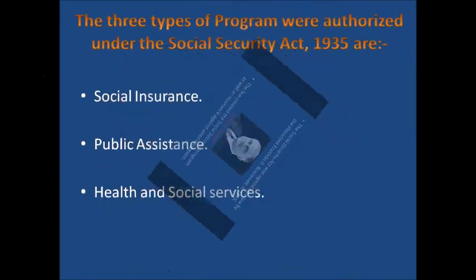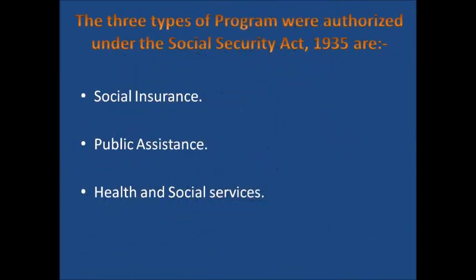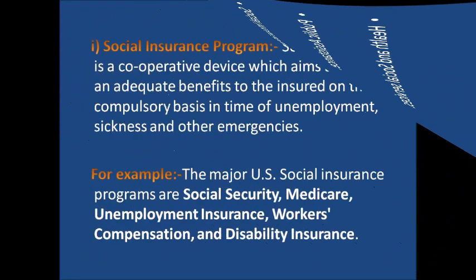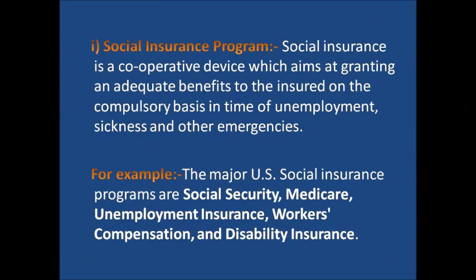Now, we will understand the different types of program which were authorized under the Social Security Act. There are three types of program which were authorized under the Social Security Act of 1935. They are social insurance, public assistance, health and social services. Now let's see the first program, that is social insurance program.